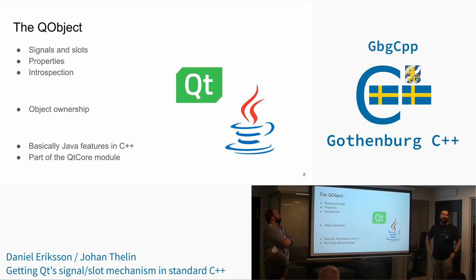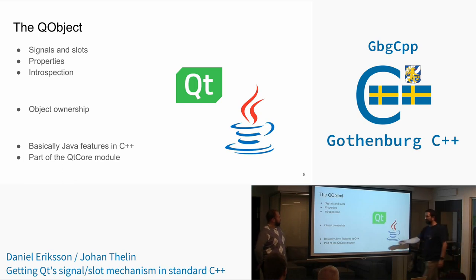So in Qt, this is called signals and slots. That's sort of the terminology that they use. And they have a base class called QObject that supports this. And it also supports properties and some introspection and object ownership. And I was looking at the feature set that they built in the QObject.